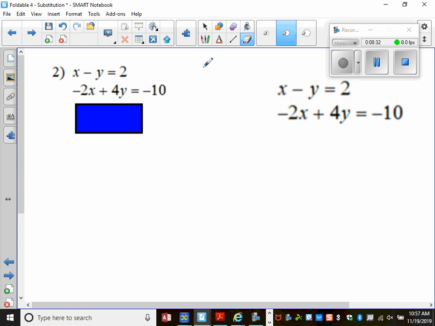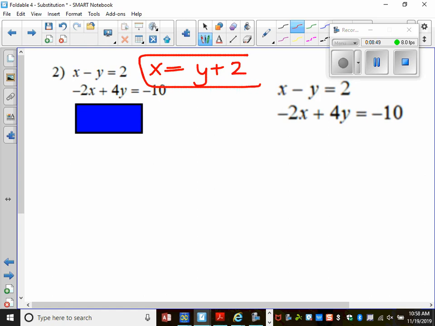So I have a choice. I could either do the x or the y. So I'm just going to choose to solve for x. You can definitely choose to solve for y. You get the same answer. Okay, so that means I just need to move the y over by adding it to the other side. That's step 1, is to isolate one of the variables. Okay, so I've done step 1.